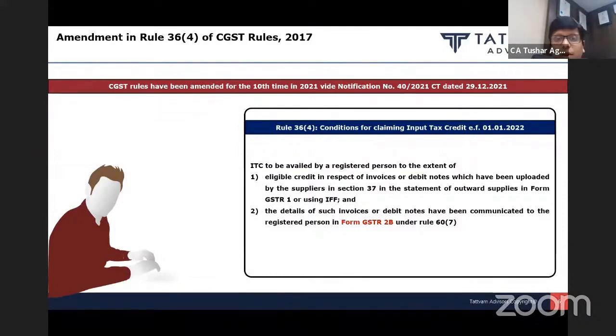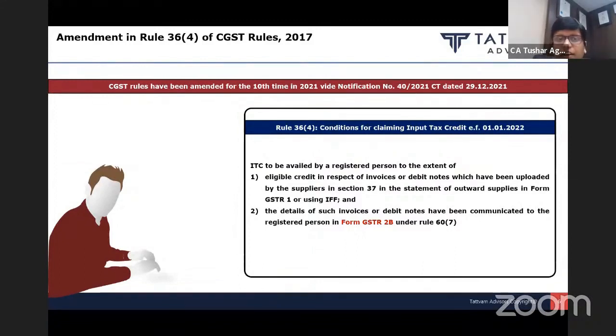What is the Rule 36(4) amendment? They have amended Rule 36(4) and said that the ITC will be available to the registered person to the extent of, first, eligible credit in respect of invoices or debit notes which have been uploaded by the supplier in the statement of output supplies in form GSTR-1 or using the IFF facility. So ultimately, just like section 16, this rule is also saying that the supplier should upload the invoice on the portal in their GSTR-1, or if he is under the quarterly returns procedure, then he may use the IFF facility for the purpose of auto reporting the invoice on the portal.